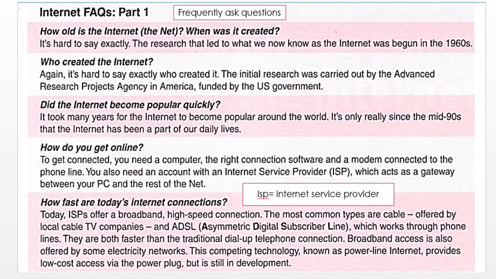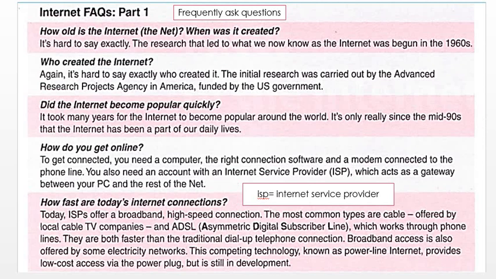Okay, how old is the internet? It means the net. When was it created? The answer for this question is, it's hard to say exactly. The research that led to what we now know as the internet began in the 1960s. Who created the internet? Again, this is a question. Again, it's hard to say exactly who created it. The initial research was carried out by the Advanced Research Project Agency in America, founded by the US government.